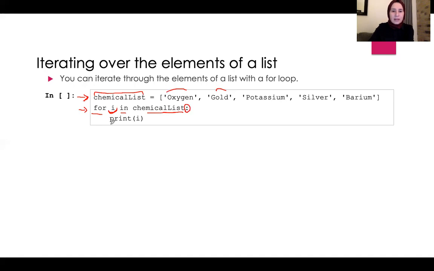colon, yeah. And in each iteration, this prints out the element, right? So therefore, guys, in each iteration, it will get one of the elements and it will print it here. In the first iteration, it will print oxygen. In the second iteration, it will print gold. In the third iteration, it will print potassium, and so on. And when you run this piece of code, these are the results you will get. So therefore, guys, you can iterate over the elements of a list using the for loop in this way.